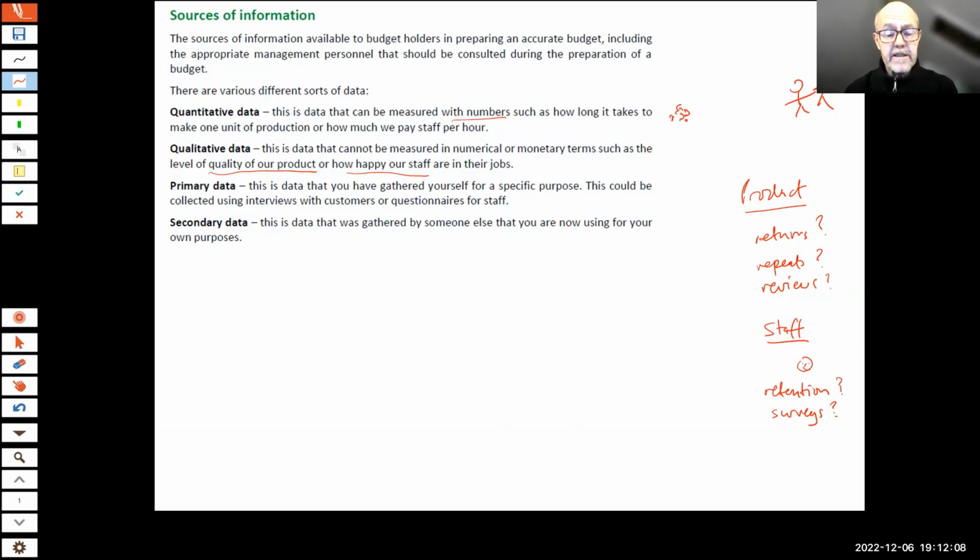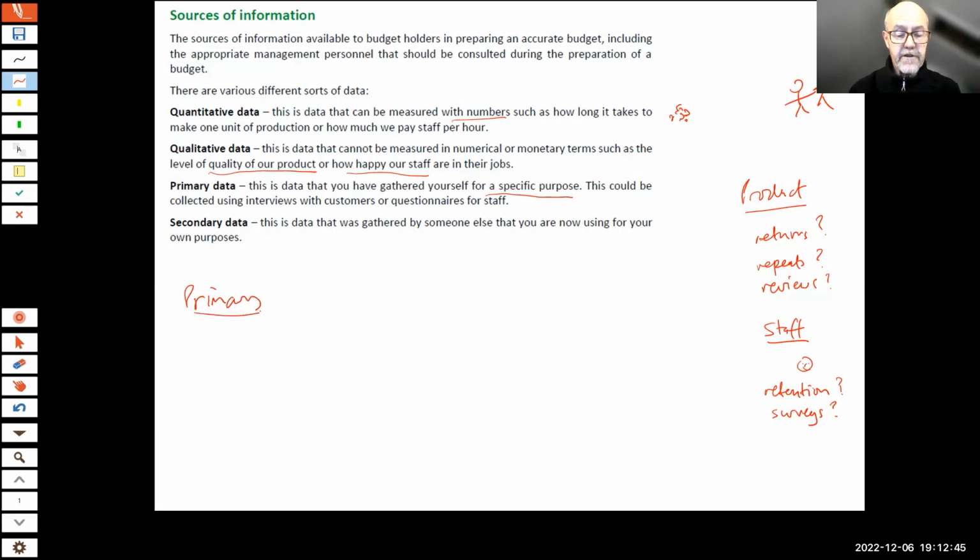We can also analyze data into primary and secondary data. Primary data is gathered for a specific, well, all data is gathered for a purpose, but when we use the data for a specific purpose, and we are using it for the purpose for which we gathered it, that's primary data. So interviews with customers, questionnaires for staff, they've been put together specifically to gather that data that we want to find out about.